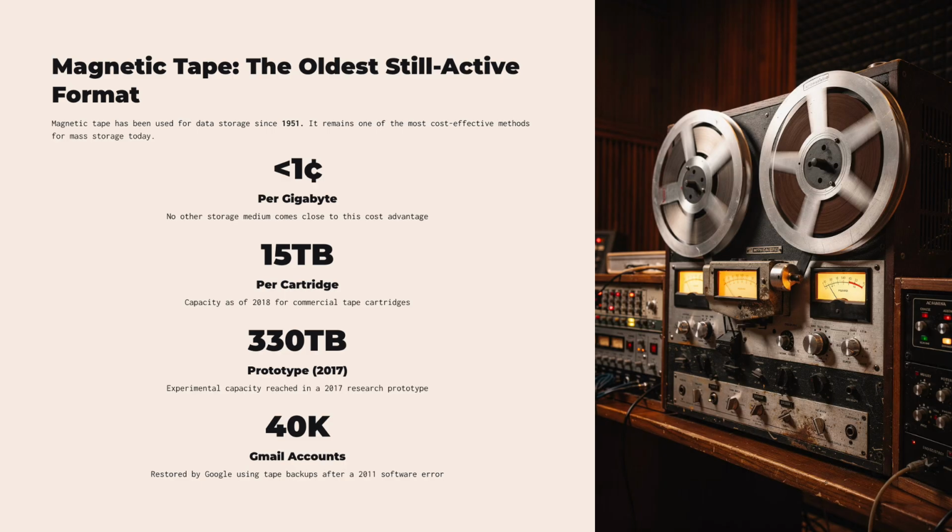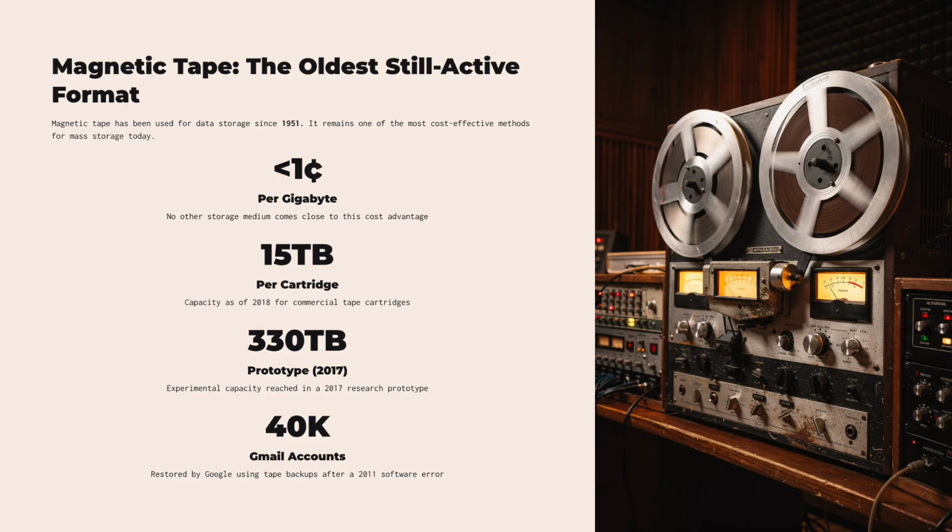Magnetic tape has been used for data storage since 1951. That is not a typo, 1951. It is the oldest method of electronic data storage that is still in active use today, and it remains the most cost-effective option for large-scale archival storage by a significant margin. To put that in concrete terms, as of 2018, a single tape cartridge could hold 15 terabytes of data, and magnetic tape costs less than 1 cent per gigabyte of storage space. No other medium comes close on that metric.